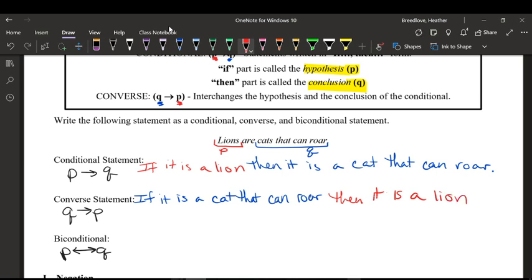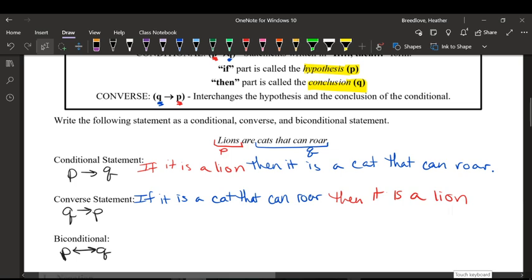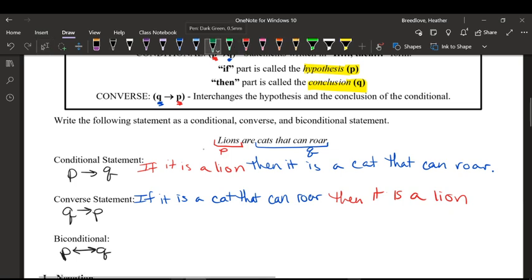Okay, so now I have a conditional statement, if P then Q, and a converse statement, if Q then P. If I want to write a biconditional statement, that means I have to have two true statements, a true conditional and a true converse. So I need to check my truth value. And to check truth value, the best way to do that is to try to come up with a counterexample. And if you can, then it's false.